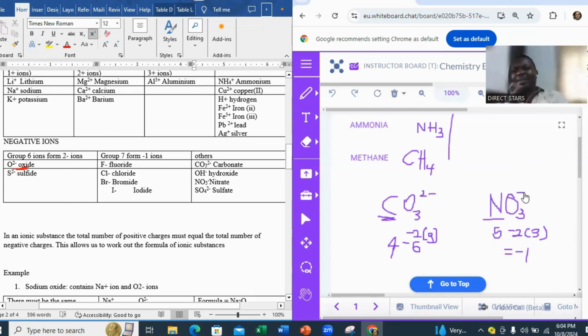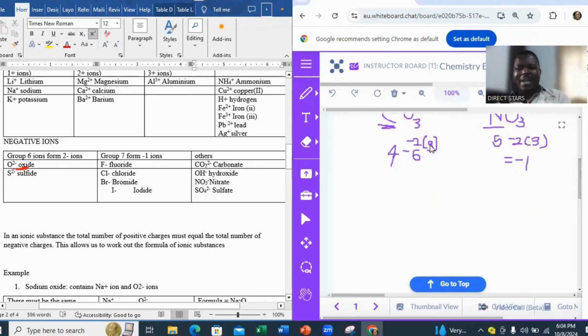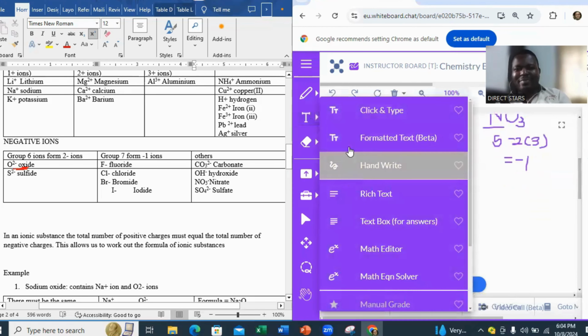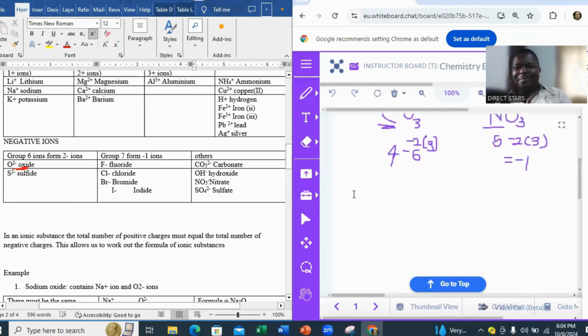So quickly, let's give a formula to a compound. Because of time, let's look at a good example, which will be calcium nitrate. Calcium nitrate. Calcium has the symbol Ca.